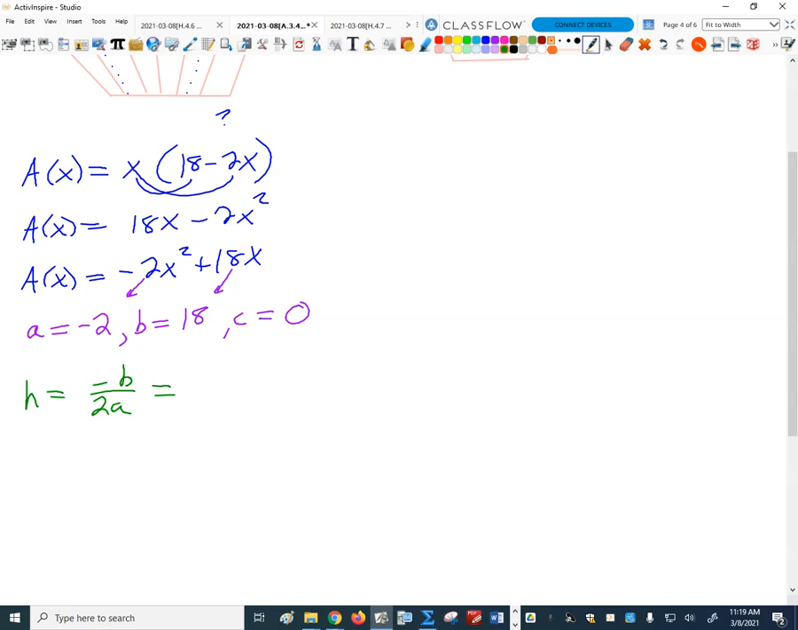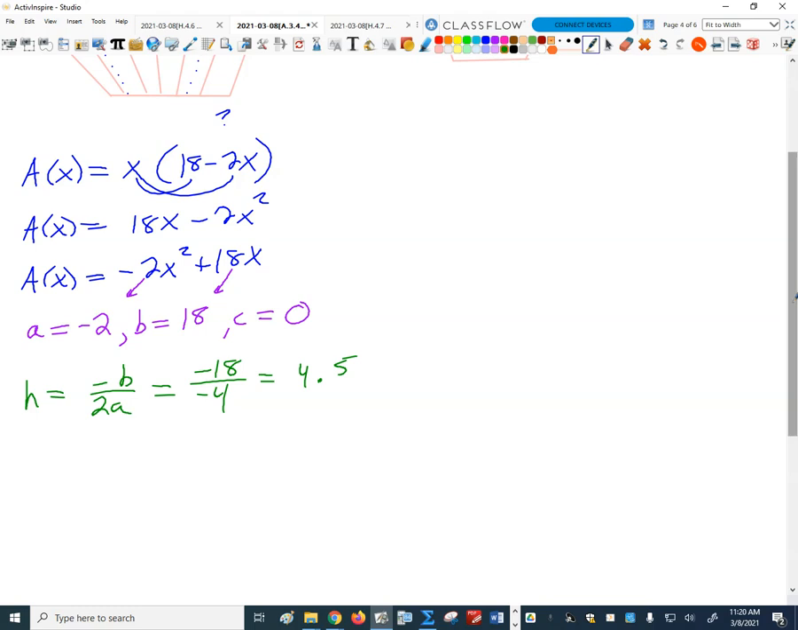So what's that going to give me? If I plug in, if B is 18, then -B is -18 divided by 2 times A, which is -2. 2 times -2 is -4. Negative over negative is positive. And if I divide 18 divided by 4, I'm just going to get 4.5, right? That reduces to 9 halves, but we'll just write it as a decimal. That's just 4.5 is my value of h, right?